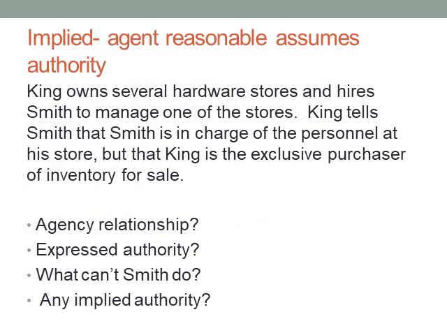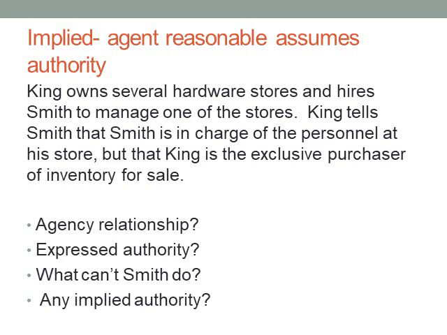So implied authority. Agent reasonably assumes he or she has the authority. It is authority an agent reasonably assumes he has that relates to the expressed authority granted by the principal. It can also be implied by any custom or inferred from the position that the agent occupies. So let's talk about this example. King owns several hardware stores and hires Smith to manage one of the stores. King tells Smith that Smith is in charge of the personnel at his store, but that King is the exclusive purchaser of inventory for the sale. Do we have an agency relationship?